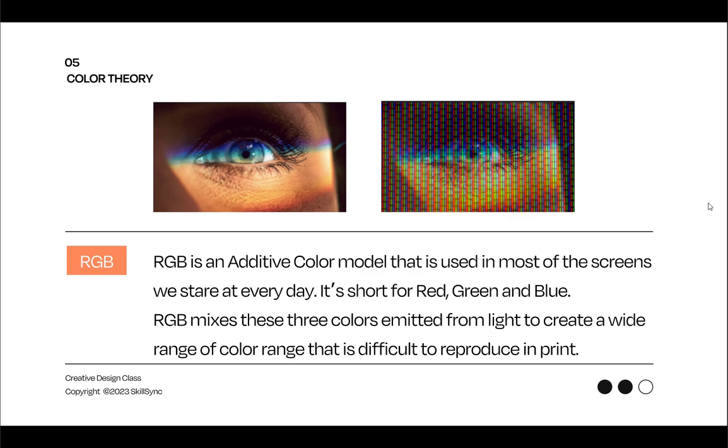RGB is an additive color model that is used in most of the screens we stare at every day. It's short for red, green, and blue. RGB mixes these three colors emitted from light to create a wide color range that is difficult to reproduce in print.